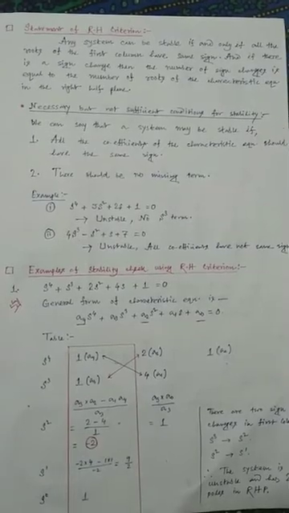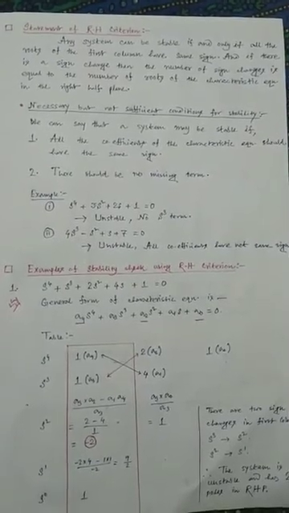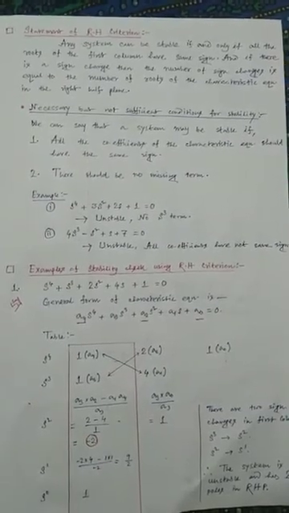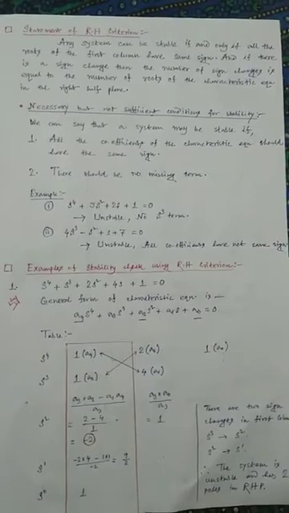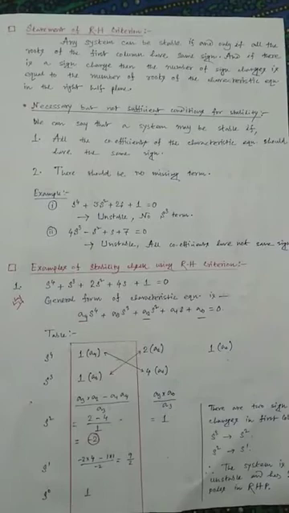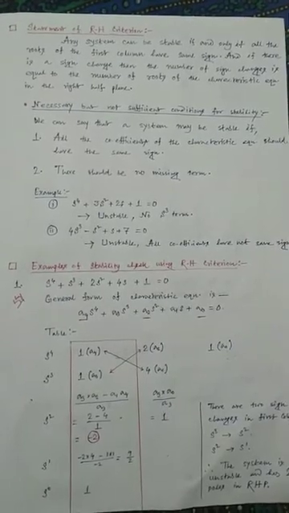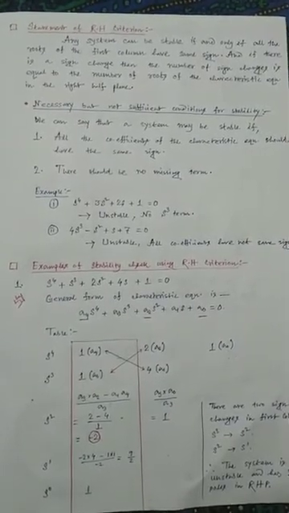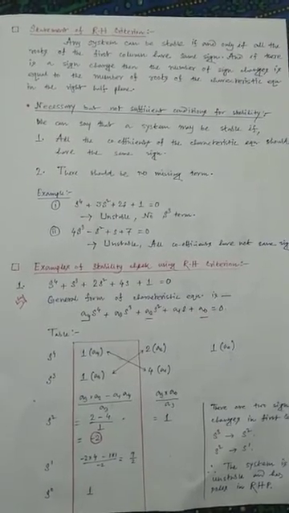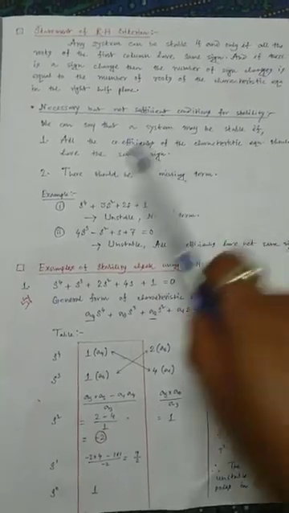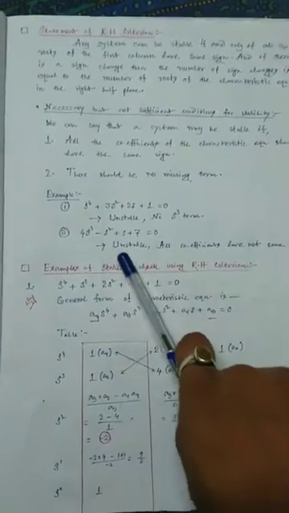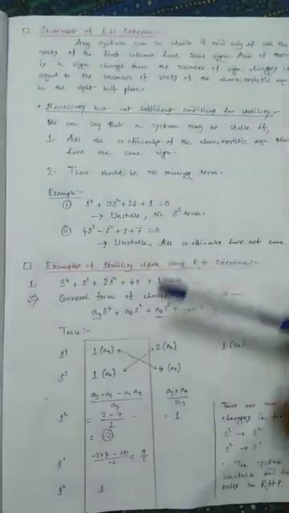The first example: s to the power 4 plus 3s squared plus 2s plus 1 equals 0. This system is unstable because there is no s cubed term. And in the second example, 4s cubed minus s squared plus s plus 7 equals 0. This system is also unstable because here the coefficients of s cubed, s and s to the power 0 are positive, but the coefficient of s squared, that is minus 1, is negative. So this system is unstable.